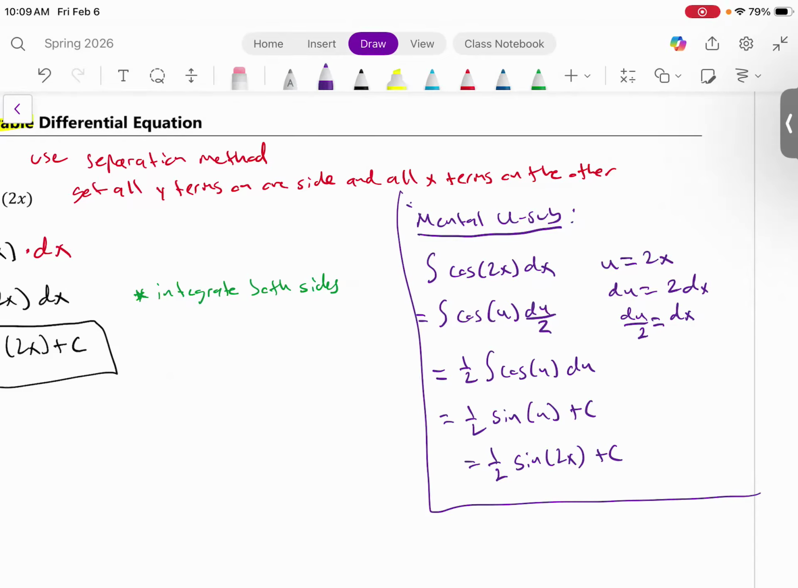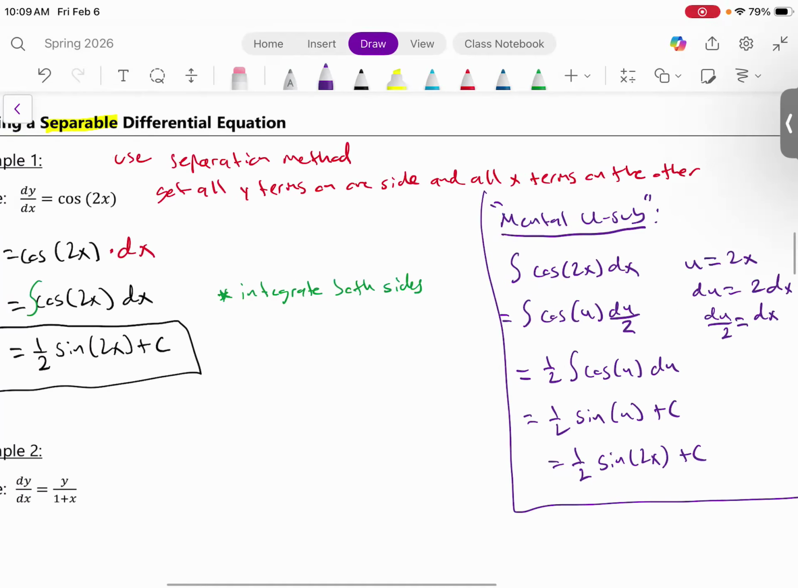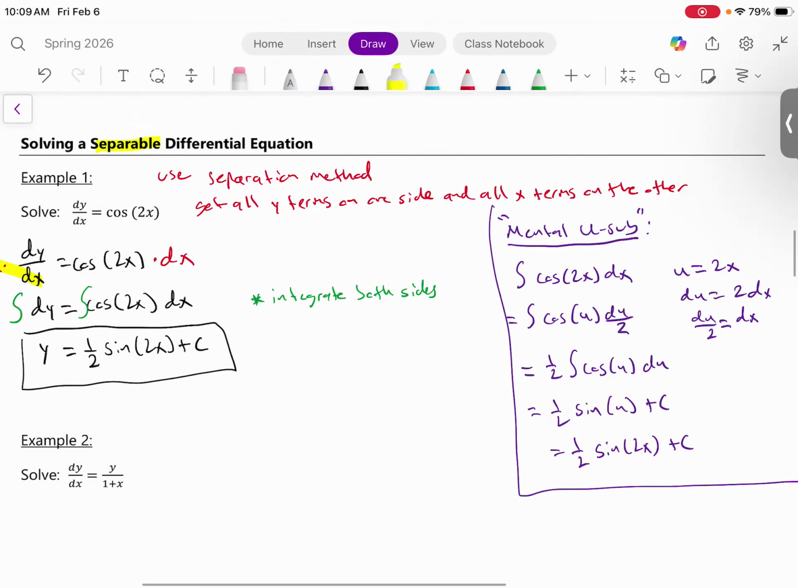So that's what I like to call a mental u-sub. When we integrate, it's just whatever is inside of that cosine, it will just be 1 over that constant. You can do it in your head or you can do the work off to the side, whichever works for you. Okay, so let's go ahead and try out example 2 now.